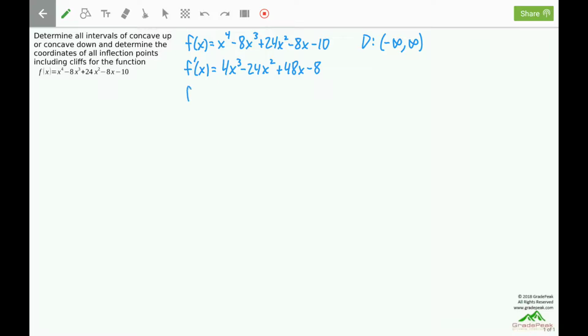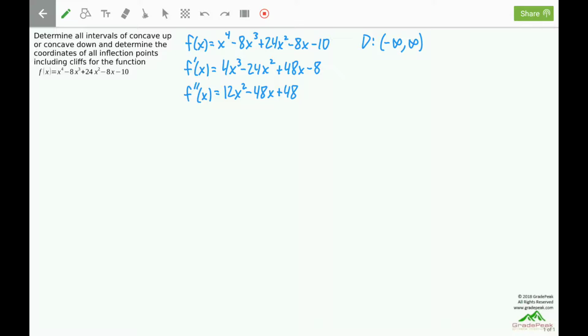We can now find the second derivative. First term is power rule, bring down the power, multiply with the positive 4, subtract 1 from it. Second term is power rule, bring down the power, multiply with the negative 24, subtract 1 from it. Third term is a constant times x, derivative will be the constant. Fourth term is a constant with no x, derivative is 0.